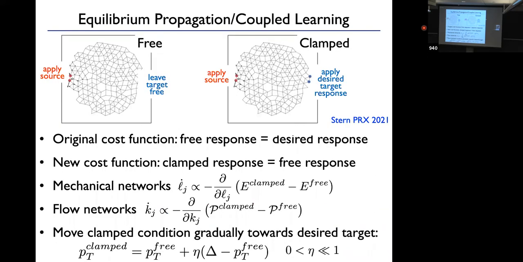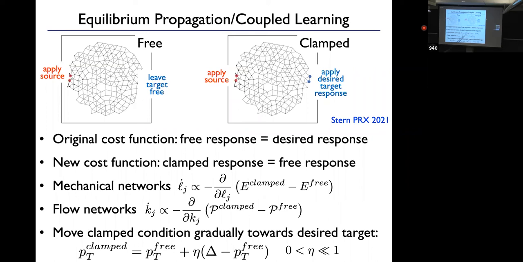And that works. Okay, so that's what I said here, I guess. The original cost function was enforcing the free response should be the desired response. Our new cost function is going to be that the clamped response, which is clamped to be the desired response, is the same as the free response.